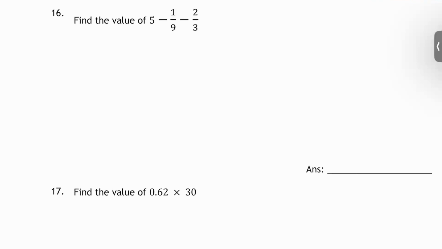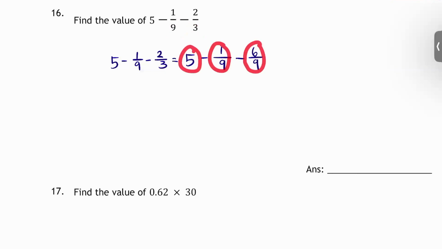Find the value of 5 subtract 1 over 9 subtract 2 over 3. So we are subtracting 5 minus 1 over 9. Let me rewrite the question. Fractions that have different denominators. So let's just make the denominator the same. However, if you look, I have 5 wholes. How do I take away 1 over 9 and 6 over 9 from 5 wholes?